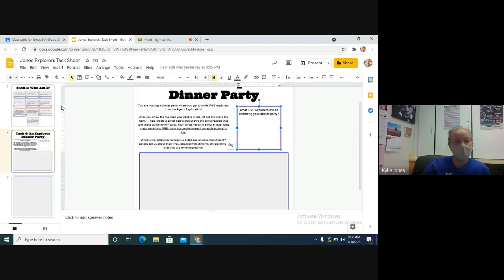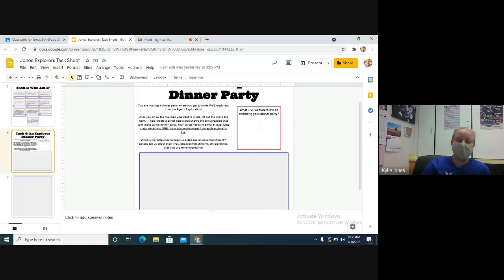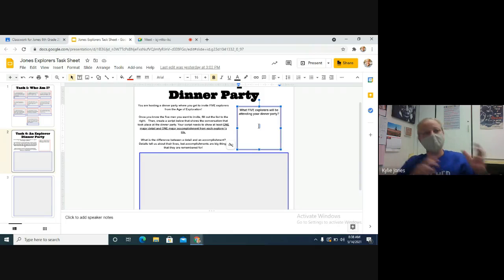So choose 5. It doesn't matter which 5. We talked about 10 explorers. Choose 5. Just the last name works too. So you need to choose 5 explorers and write them to the side over here. And then do a short little dinner conversation where they're just boasting and bragging about their accomplishments. So complete sentences, and I would assume that maybe it's about 2 or 3 paragraphs just so that you can get everybody's greatest accomplishments in there.